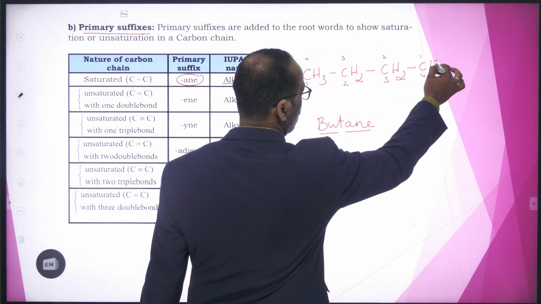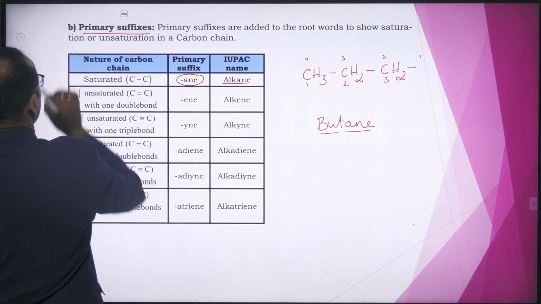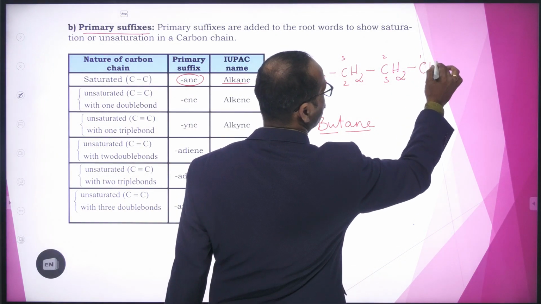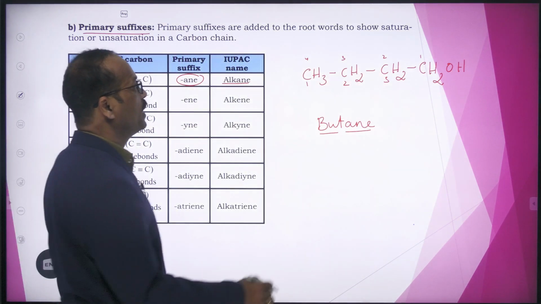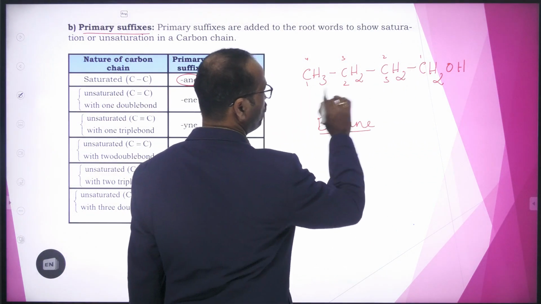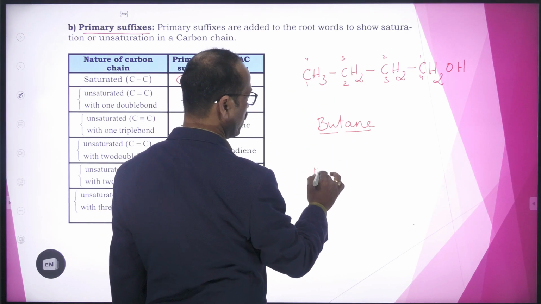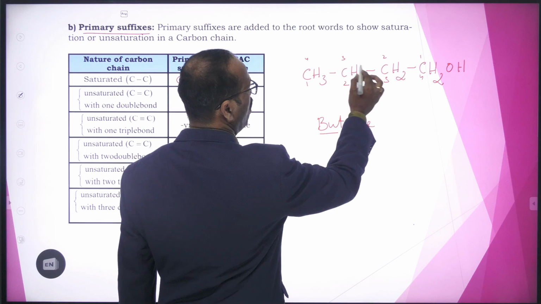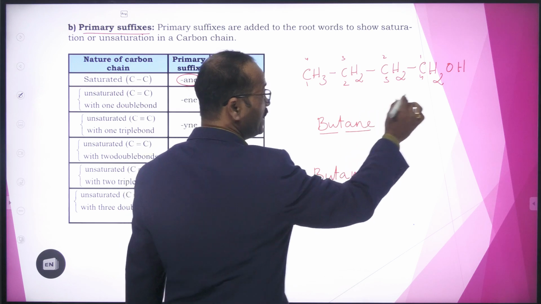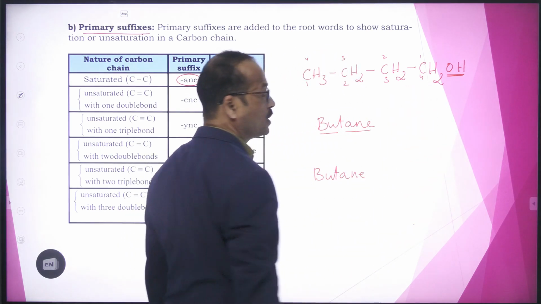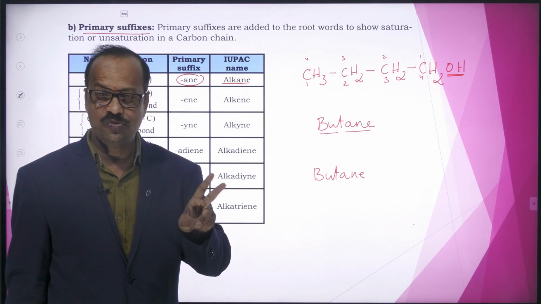like this, CH2OH, okay? This is a compound. Now how many carbons are there? 1, 2, 3, 4. So 4 carbons, and the root word is but, right? And here all single bonds are there. Single bonds means saturated hydrocarbon, ane. But you see here, at the end there is not only hydrogen, along with the hydrogen there is one oxygen also, the OH is present.